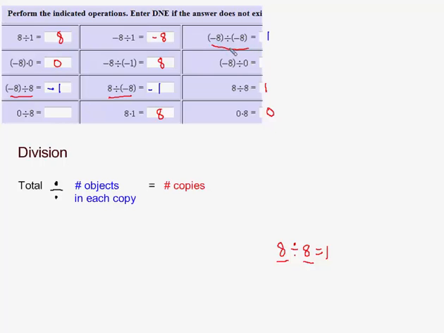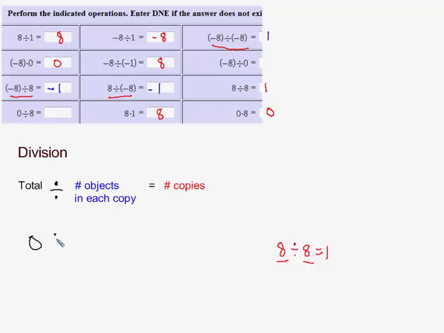This was negative, and whenever the signs are the same, your final answer comes out positive, so I'll leave that as a positive 1. So now that leaves only 2 problems left to look at. We have negative 8 divided by 0, and we have 0 divided by 8. I'll start by doing 0 divided by 8.